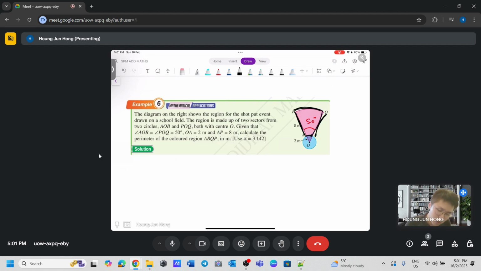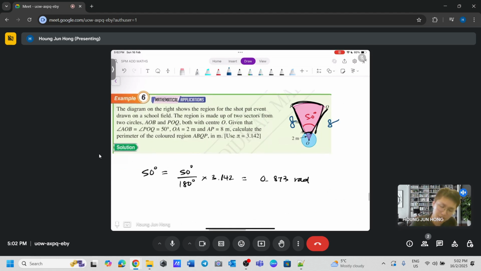With that, we first figure out the angle: 50 degrees, convert it to radians. You should get 0.873, and with this answer you'll then be able to figure out all the other lines over here. As you can see, this is 8 meter here, 8 meter here, very straightforward. You just have to figure out PQ and AB.